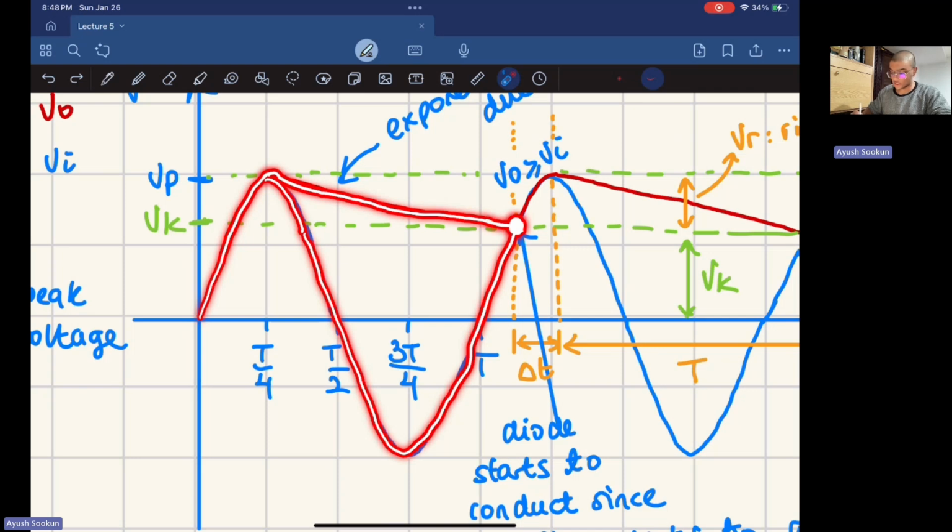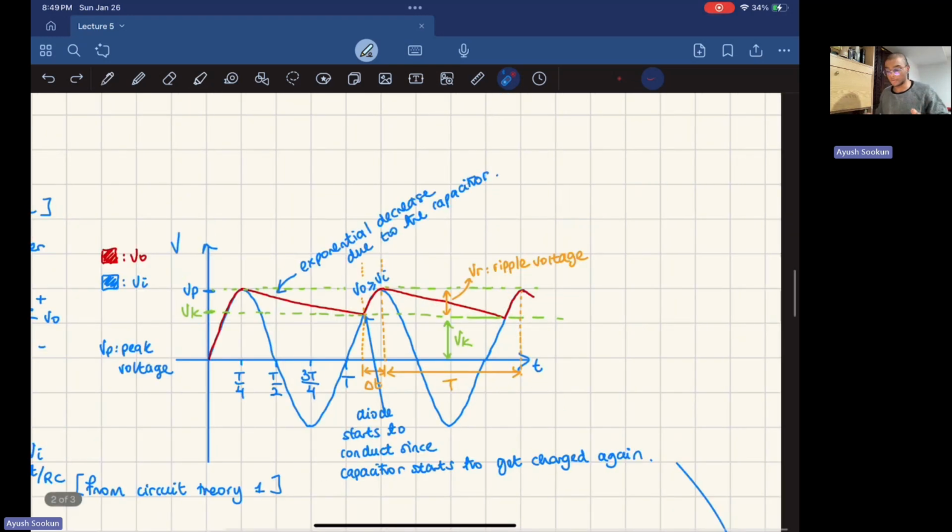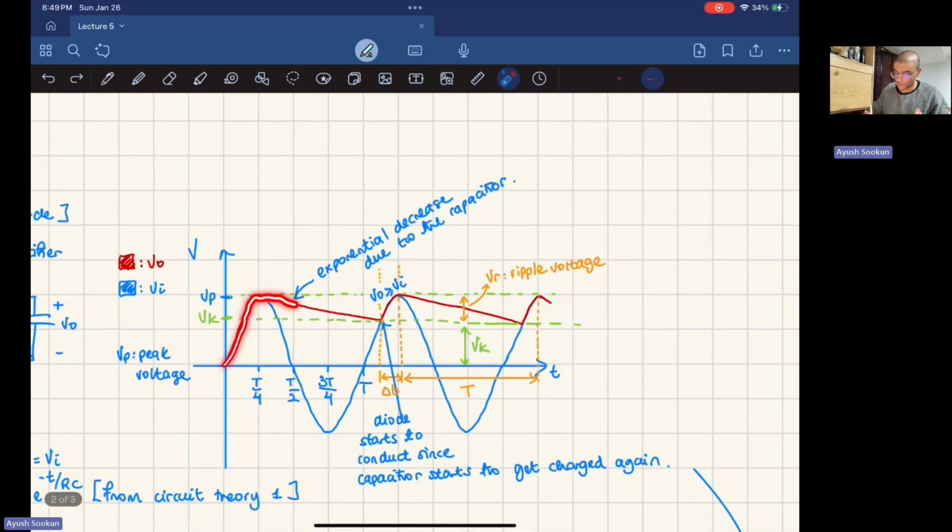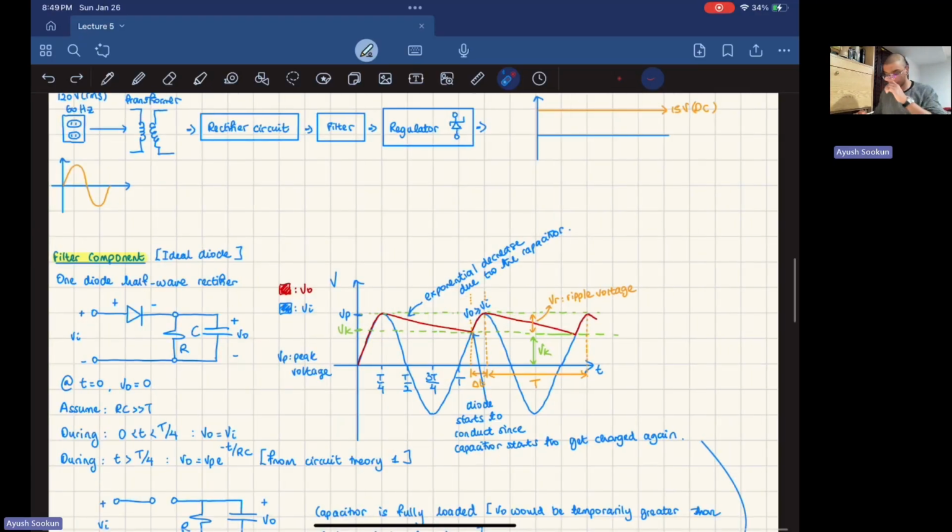So the capacitor has discharged, and now the input voltage is increasing. Because the input voltage is increasing and the capacitor voltage has already dropped, the input voltage is greater than the output voltage. That means the diode is going to start conducting current again. When the diode starts conducting current, the capacitor is going to charge and keep on charging. Then the input is going to start to drop fast again. Once the input drops fast, the capacitor starts to dissipate exponentially, and so on and so forth. So what happens to the capacitor voltage is it's just going to do this kind of pattern right here. That's the main concept behind it.